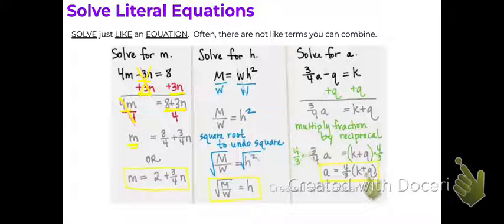For the second one, if I'm solving for h, h is being squared and also multiplied by w. So first you undo the multiplying by dividing by w, because w divided by w cancels out. So we're left with this. Then you undo the squaring. The opposite, the inverse of squaring, is square root. So you take the square root of both sides, and that cancels out the square.